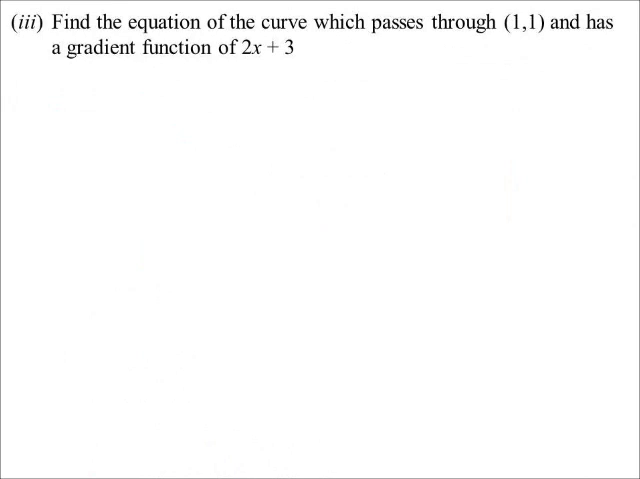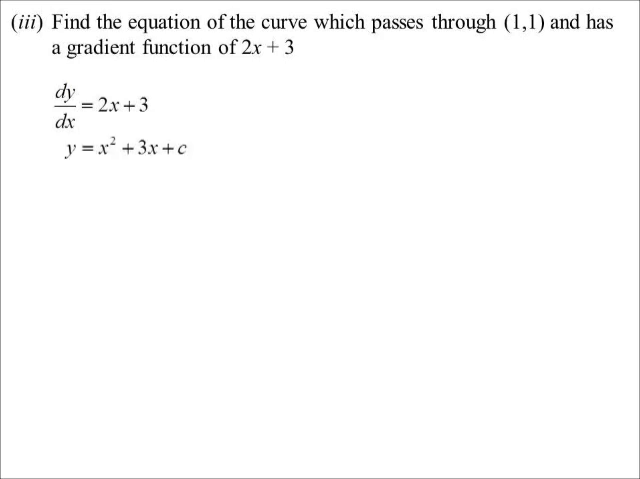So how do we solve the problem completely? We now know that the curve passes through the point 1, 1. It has a gradient function of 2x plus 3. A gradient function. Well, what on earth are they talking about? Because remember, the derivative was the function that allows you to find the gradient. So another name for it is the gradient function. So they're basically telling us that the derivative is 2x plus 3.